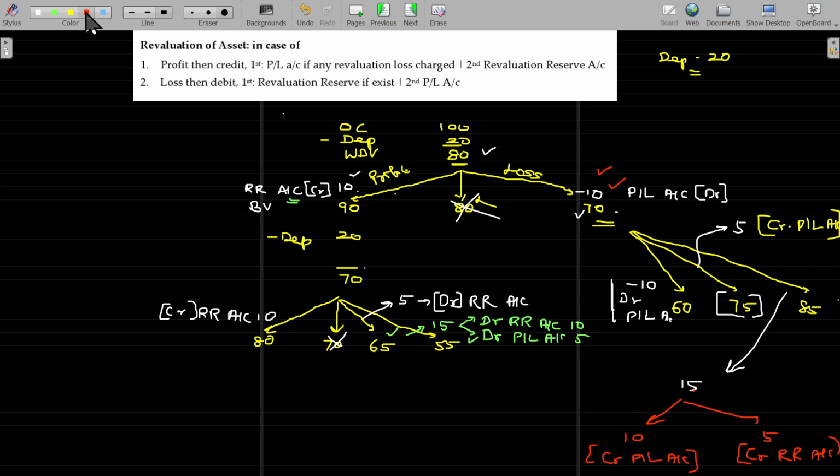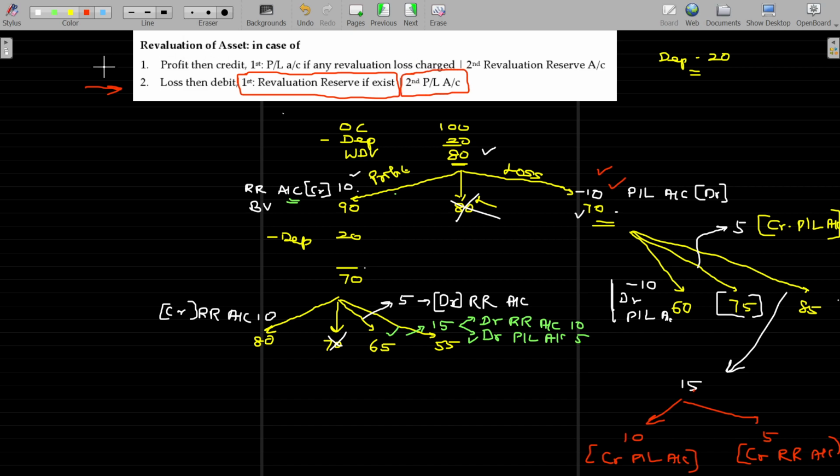When there is a loss, is there any revaluation balance available for that asset existing earlier? Then that loss will be adjusted against that revaluation reserve first. If there is any revaluation reserve, you have to adjust that first of all. And if there is still a loss beyond the revaluation reserve available, then debit it to the P&L account.